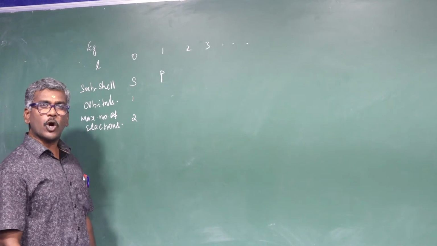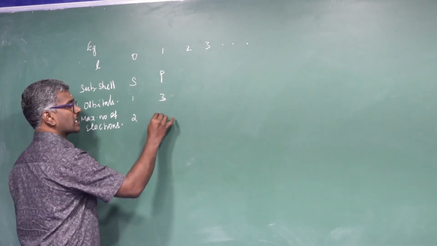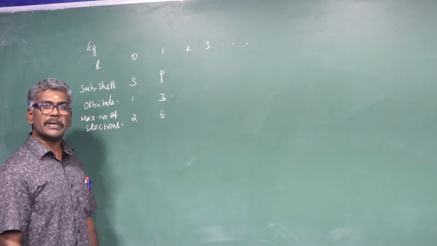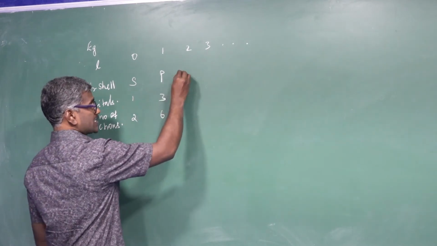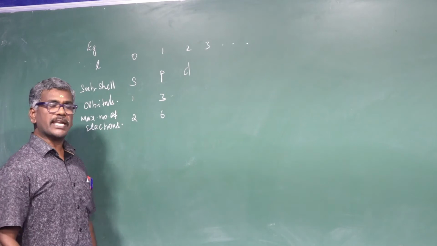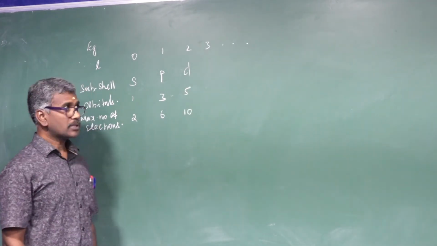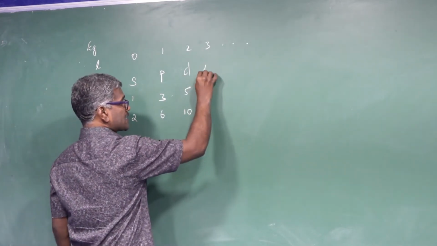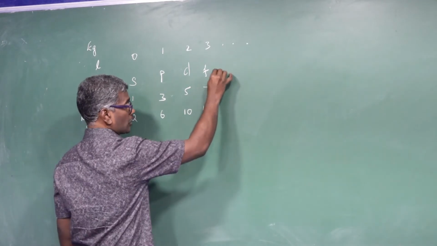Another subcell, the p subcell. In the p subcell, how many orbitals are possible? 3 orbitals are possible. How many electrons? 6 electrons, because each orbital contains 2 electrons. Totally 6 electrons. Another one is the d subcell, which contains 5 orbitals. How many electrons? 10 electrons. Another one is the f subcell. How many orbitals? 7 orbitals. How many electrons? 14 electrons.